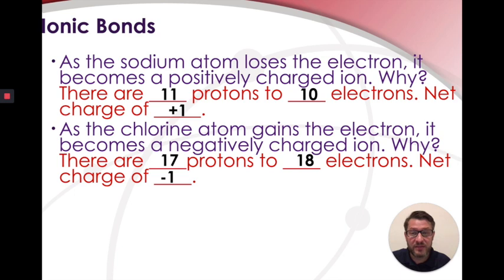And if you do the math, 11 pluses and 10 minuses give us a net total of 1 extra positive charge. So that sodium ion is now a positively charged ion. Chlorine, on the other hand, becomes a negative ion, because chlorine has 17 protons, and now that it's gained an electron, it now has 18 electrons. So if you have 17 pluses and 18 minuses, that gives you a net total of 1 extra minus charge. So chlorine becomes a negative ion.